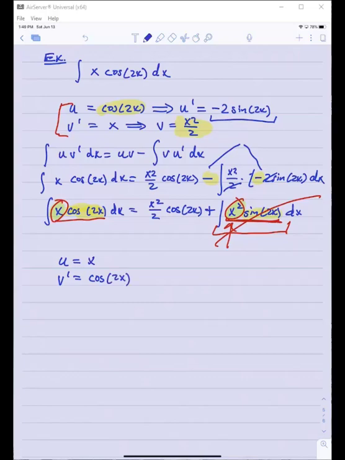Okay, let's try that on the next page. So again, we were doing the integral of x cosine 2x. And now we're going to try u equals x and v prime equals the cosine part of that product. Okay, write down what we've got. Well, I like the looks of this a lot. If u is equal to x, then I know u prime is just equal to 1. If v prime is equal to cosine 2x, then I know v is 1 half sine 2x.